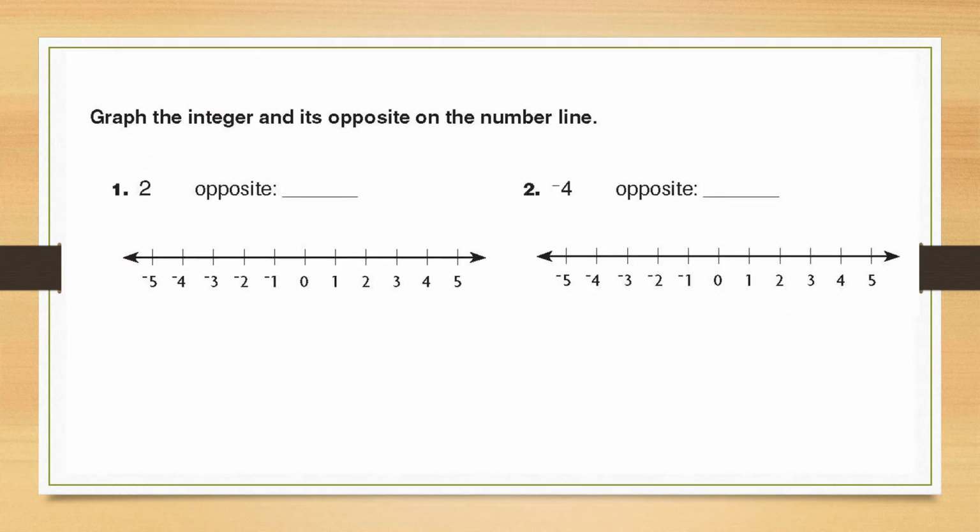Graph the integer and its opposite on the number line. Question number 1, 2. 2 is located right here on our number line, and its opposite is right here, -2. So the opposite of 2 is -2. Question number 2, -4 is located 4 spaces to the left of 0, and the opposite is +4, and it is located 4 spaces to the right of 0.